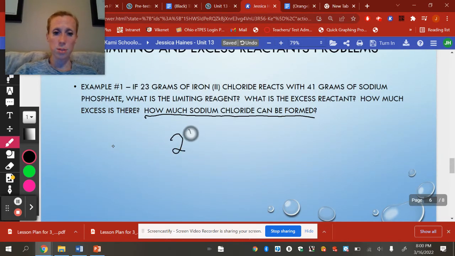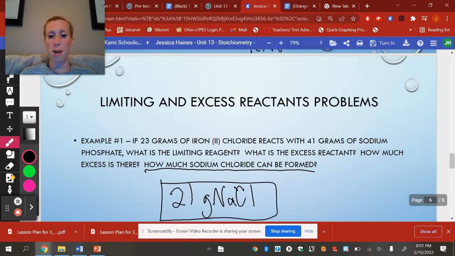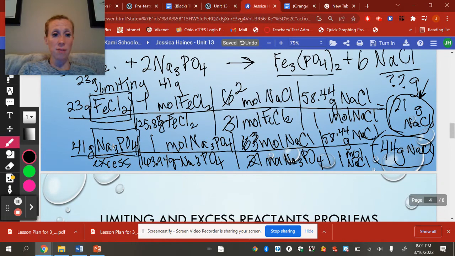So again, I already answered this question before, but I would just build a bridge that would look very similar to the one that is up there. 21 grams is the most amount of sodium chloride that can be produced. And why is that? Because FeCl2 will run out first because it's the limiting reactant. We never ever get to 44 grams of sodium chloride. We're never going to be able to produce that much because our iron 2 chloride runs out first. So once you've figured out which one's the limiting reactant, that then dictates all the products that are formed.